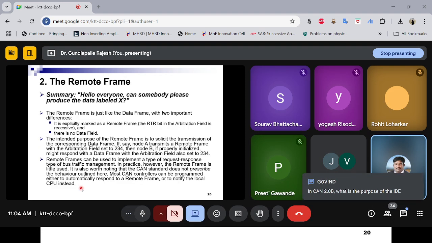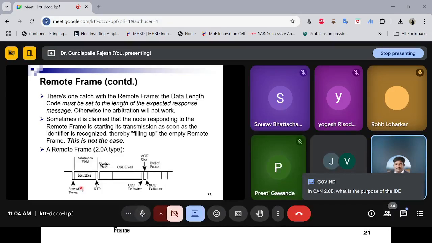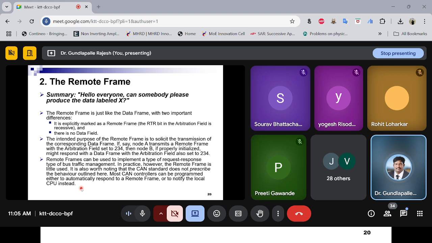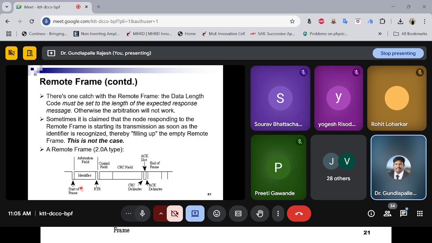Next is the remote frame. A remote frame is just like a data frame with two important differences. It is explicitly marked as a remote frame, and there is no data field in the remote frame. Whereas in your data frame you will have arbitration and also some data, in your remote frame there won't be any data.